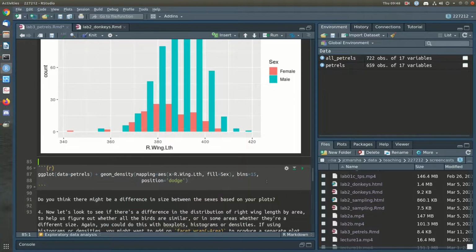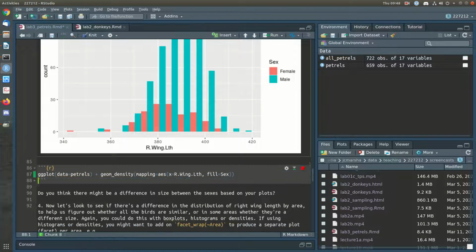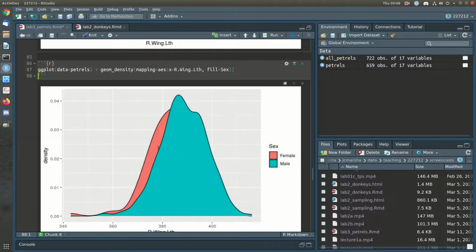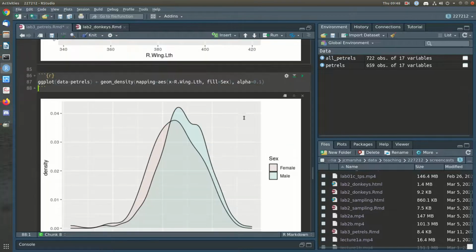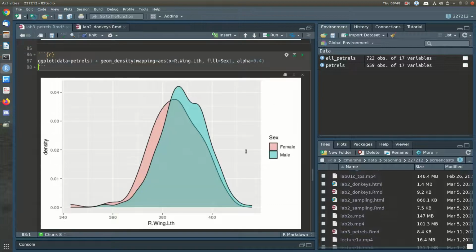Now, of course, with the density, we don't need the bins or the position equals dodge, but instead we're going to want to add some transparency here. Okay, so make them a bit see-through. Oh, that's probably a little bit too see-through. There we go, something like that.